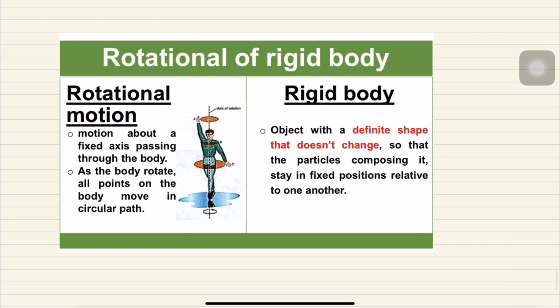So first of all, what is rotation of a rigid body? Rotational motion is motion about a fixed axis passing through the body as the body rotates. All points on the body move in a circular path. This one I took from your lecture notes. You can imagine an object rotating about this axis of rotation, and that is what we call rotational motion. Rigid body means the object has a definite shape. It doesn't change. It's not like a gas or something. Those objects are like a solid. The particles composing it stay in fixed position relative to one another, so it doesn't change throughout the process.